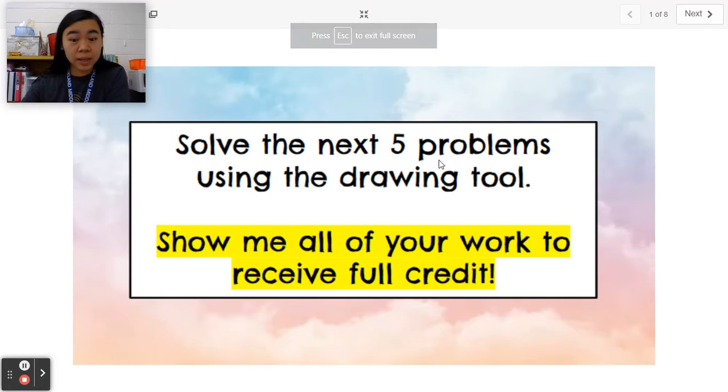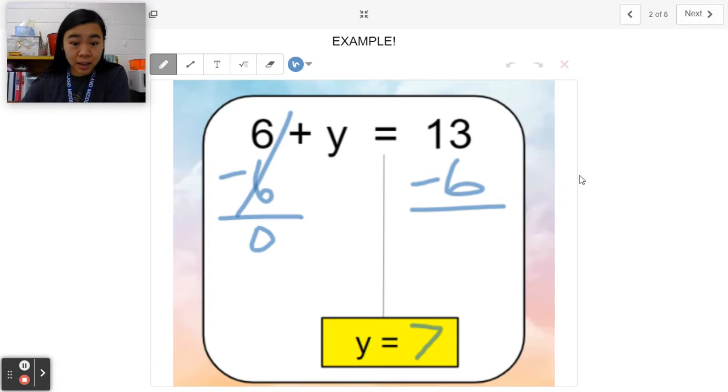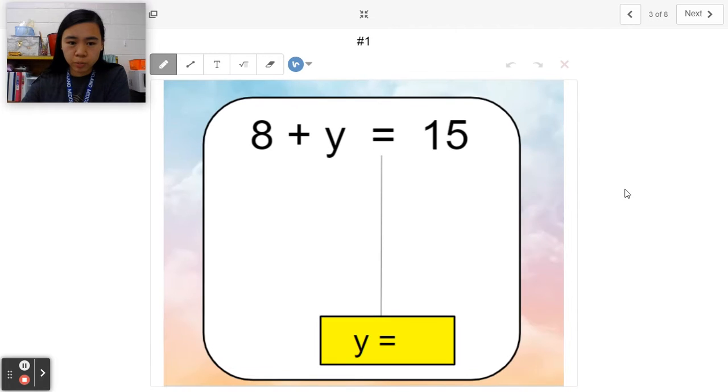Solve the next 5 problems using the drawing tool. Show me all of your work to receive full credit. Here is our example. Okay, so I see the work. I have y equals 7. Let's try our first problem here. We have 8 plus y equals 15.